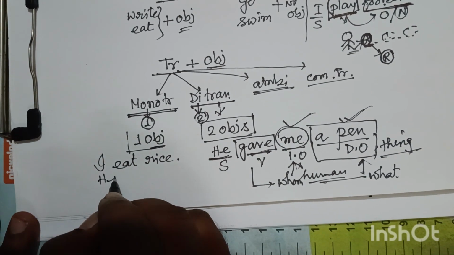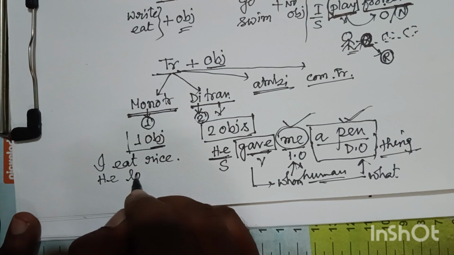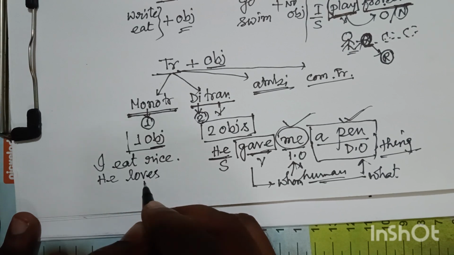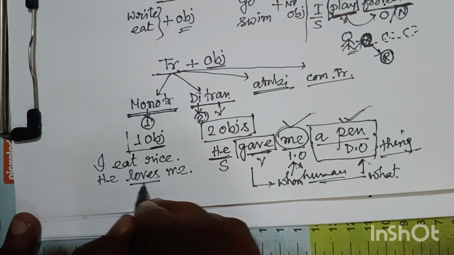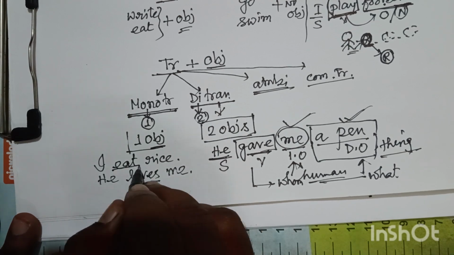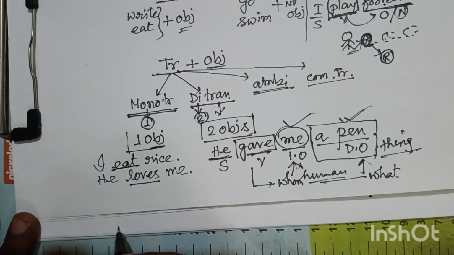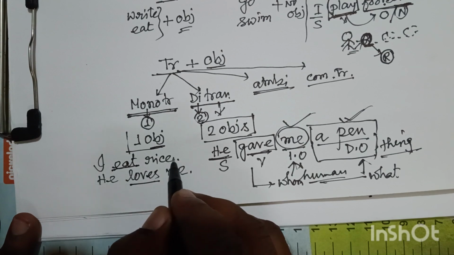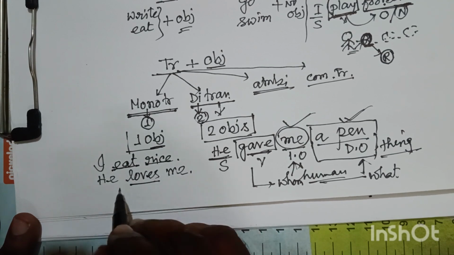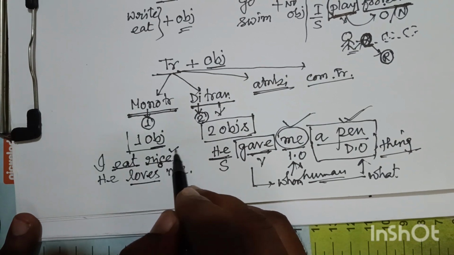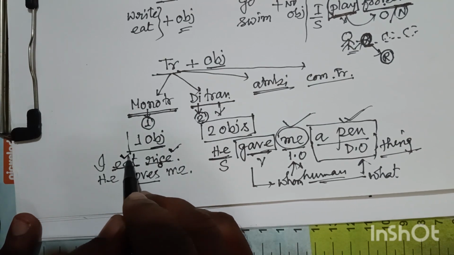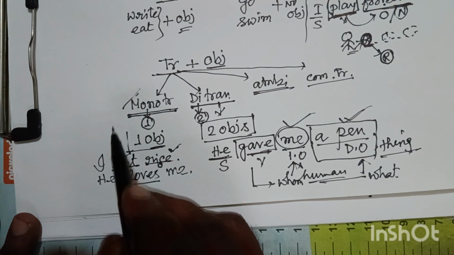He loves me. So here you can see eat is the transitive verb and rice is the object of eat. This is the object and we have written only one object. That means this verb eat is a monotransitive verb.